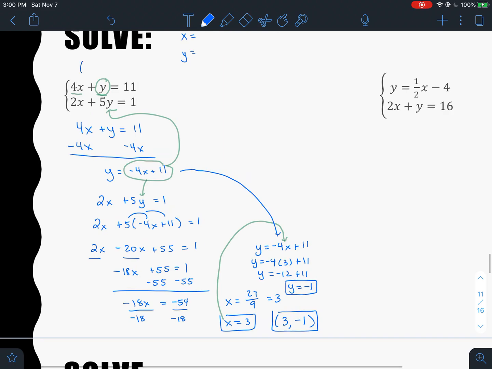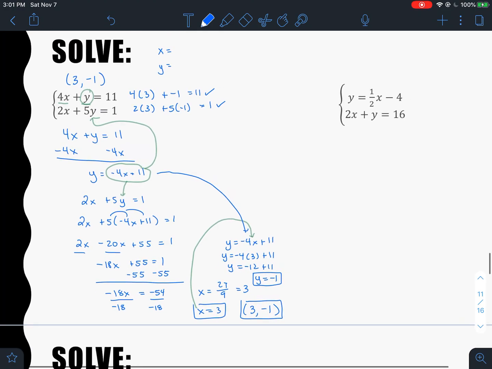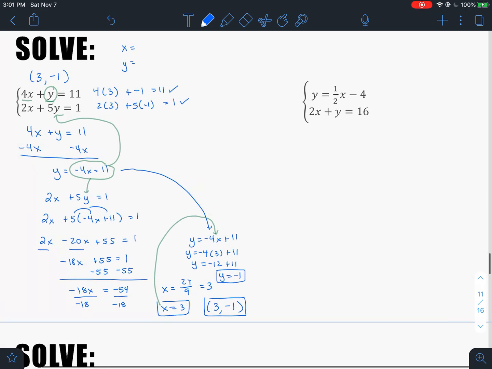So these two lines should intersect when x is 3 and y is negative 1. So if I test that out, x is 3 and y is negative 1, do these make true statements? 4 times 3 plus negative 1 does equal 11, that works. And 2 times 3 plus 5 times negative 1, that would be 6 minus 5, that equals 1. So the point 3, negative 1 is correct.